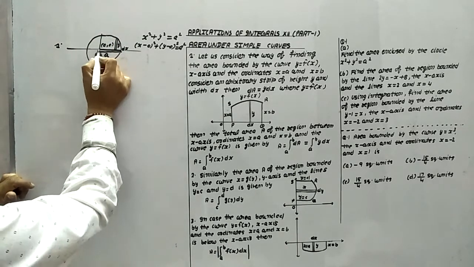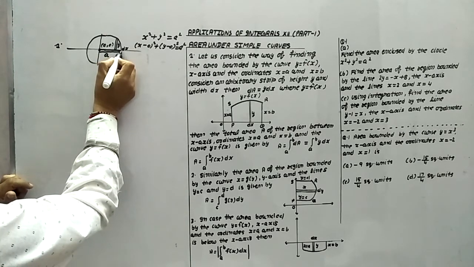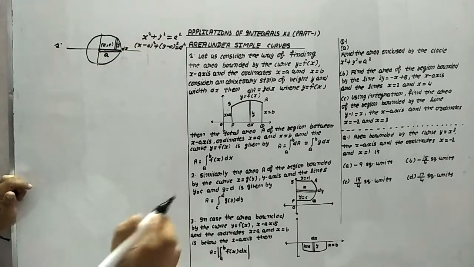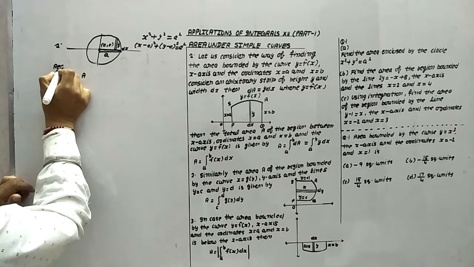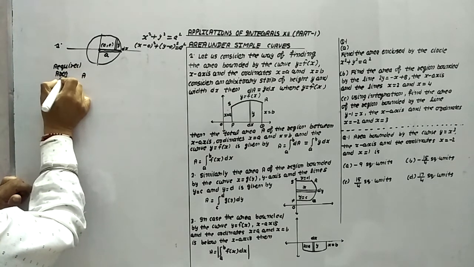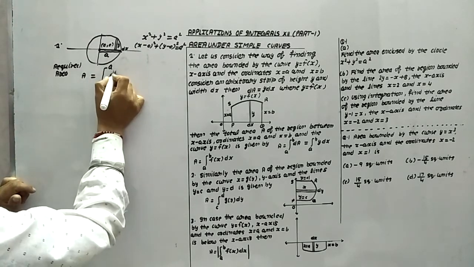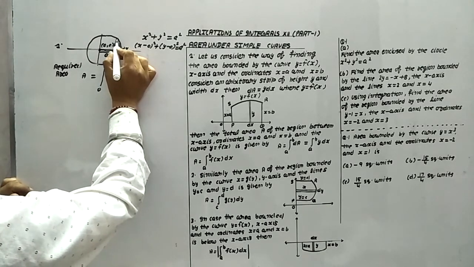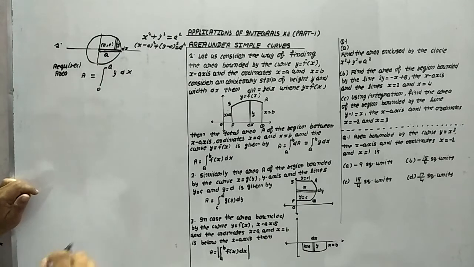For this, the limits are 0 and a. This length is a, so the ordinate will be x equals a. So the required area A equals 4 times the integration from 0 to a of y dx. We are taking this strip, where the length is y and the breadth is dx.